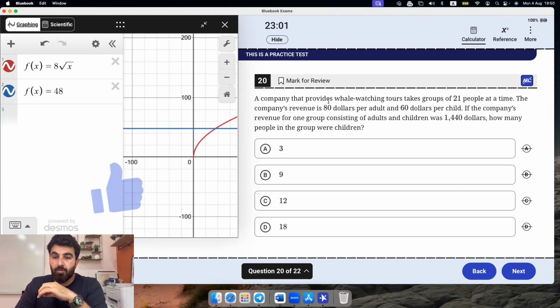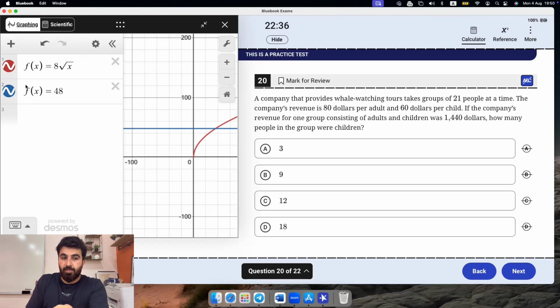The company that provides whale watching tours takes group of 21 people at a time. The company's revenue is $80 per adult. And that is the question I meant. Like on the system of equation, I told you there are 2 questions on almost every single SAT exam. One of them is where the system is given, you simply drop it to the Desmos and see the answer. This is the second type of the question. The system is not given, you have to write this system yourself, okay?